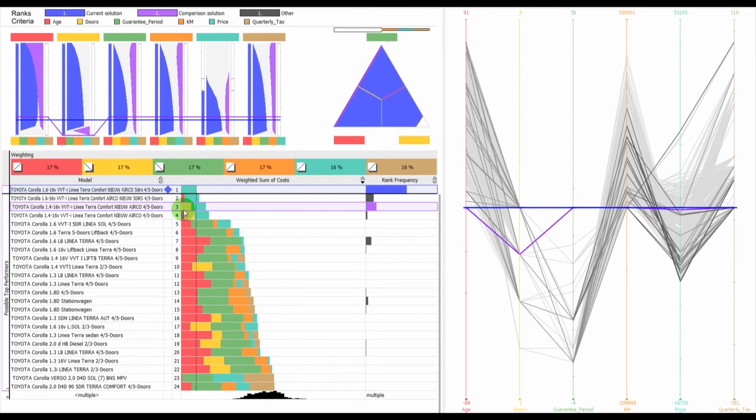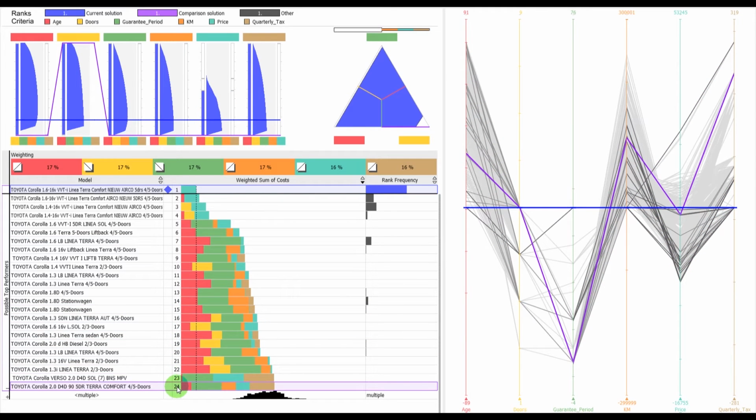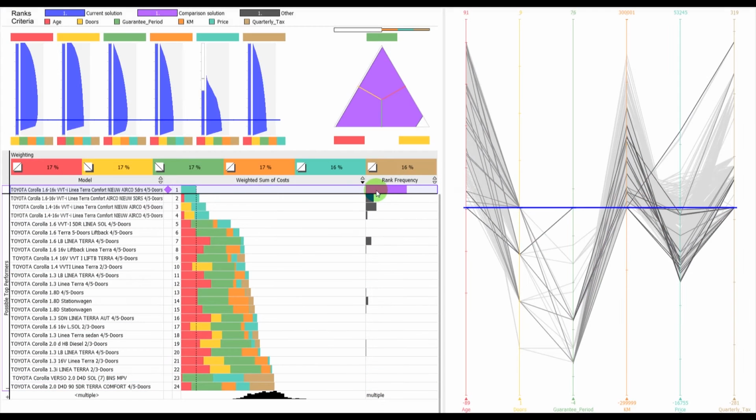Instead of showing all cars, the list only contains those cars for which a weighting exists that makes them rank first. This reduces the list to 24 cars. For each car, the column rank frequency shows the percentage of the weight space where that particular car ranks first. This information could be interpreted as a notion of importance.